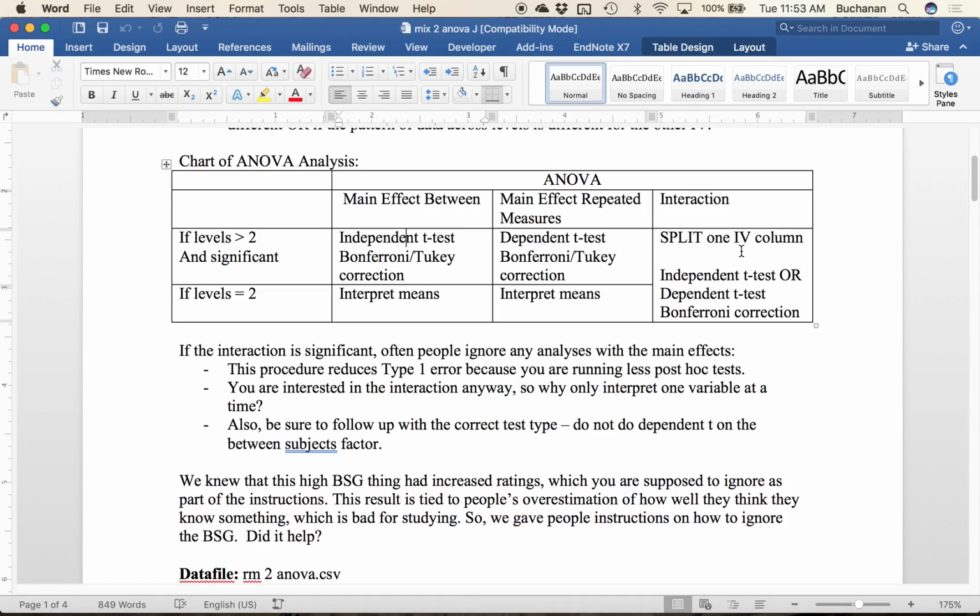So I could do an independent or dependent T-test depending on which variable I decide to split on. So this is across or down. And then I would do a Bonferroni correction, more than likely, because there's no automatic option in JASP to do these.